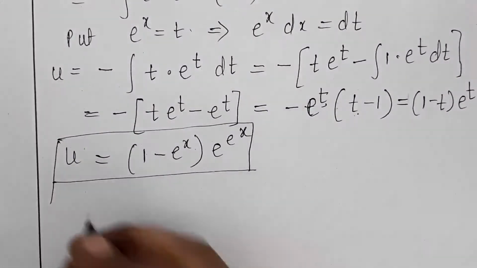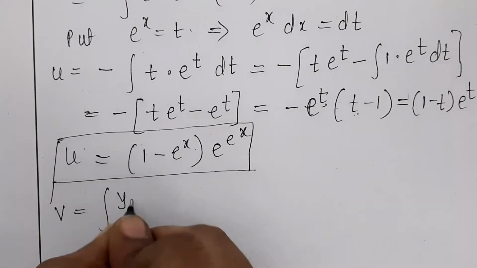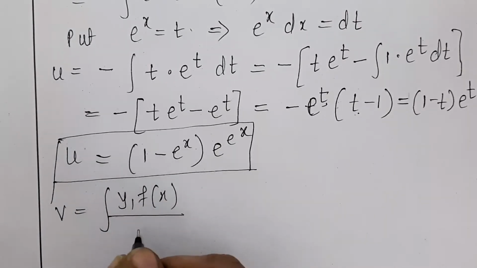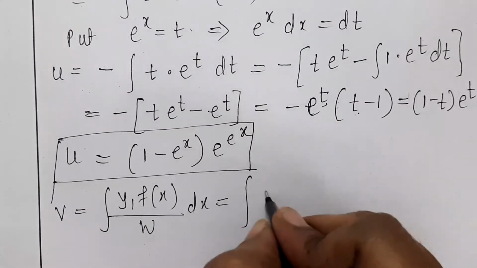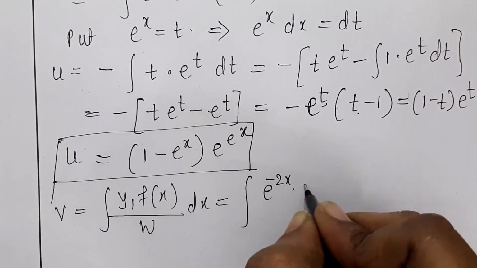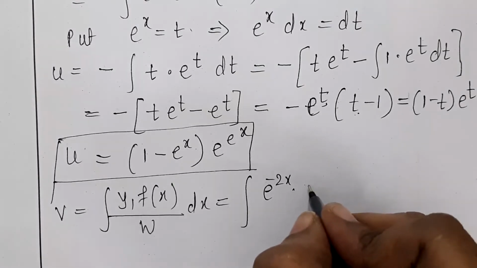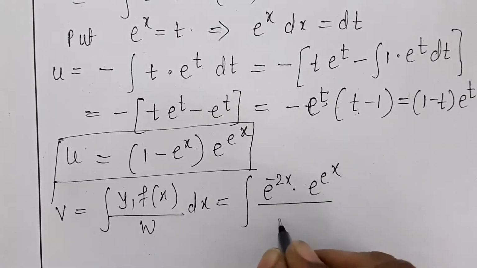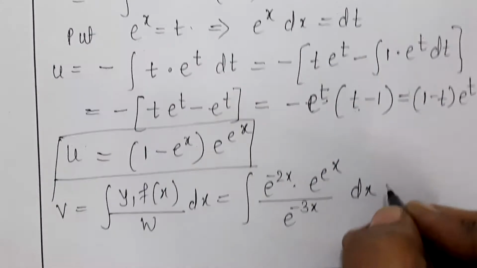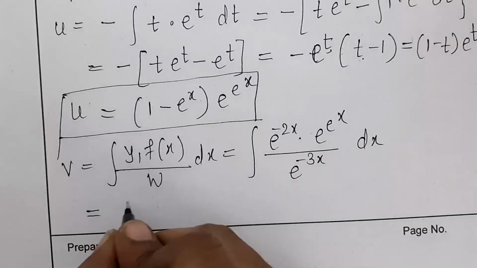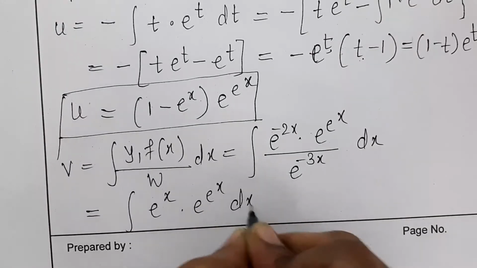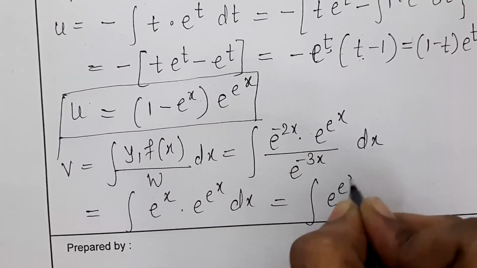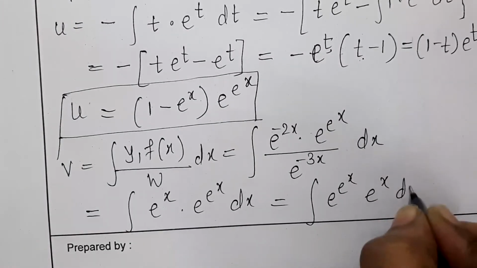Next we want v. V is equal to integration of y1 into f of x divided by w dx. So integration of y1 is e to the power minus 2x, f of x is e to the power x, divided by w, which is e to the power minus 3x, into dx. So this is equal to integration of e to the power x multiplied by e to the power x dx, or we can write it as e to the power x into e to the power x into dx.